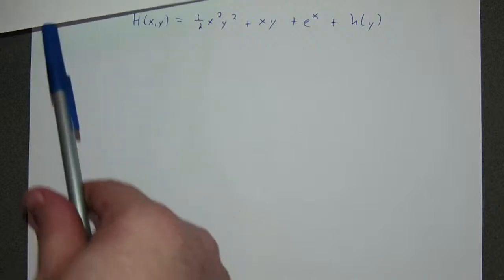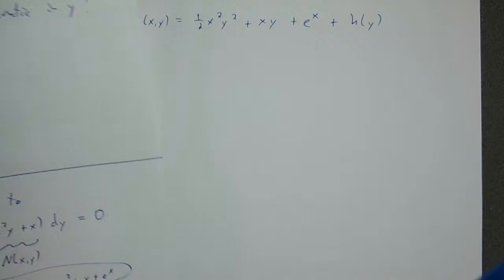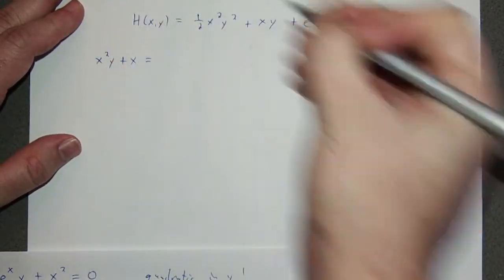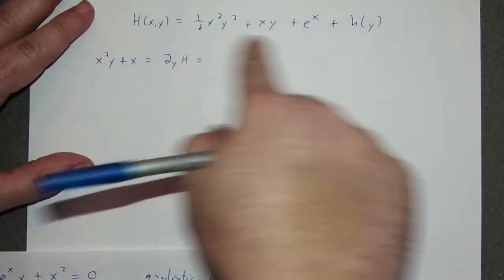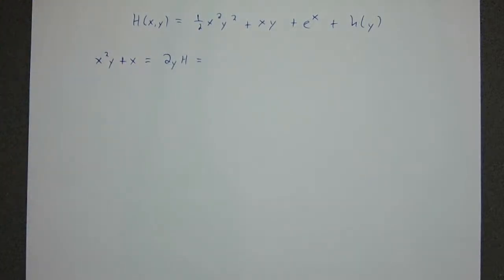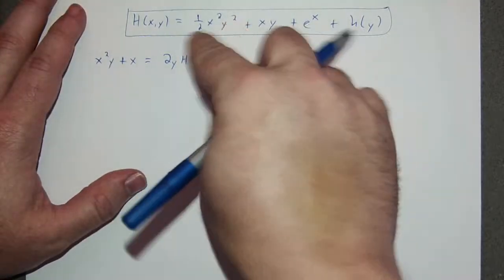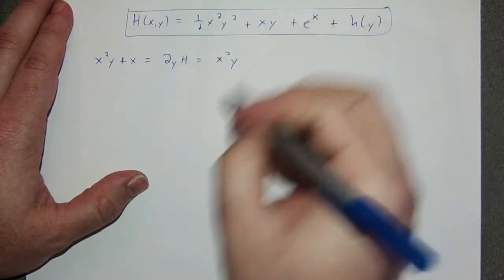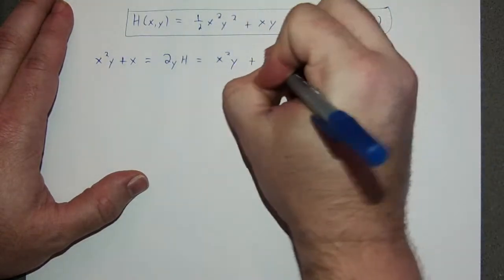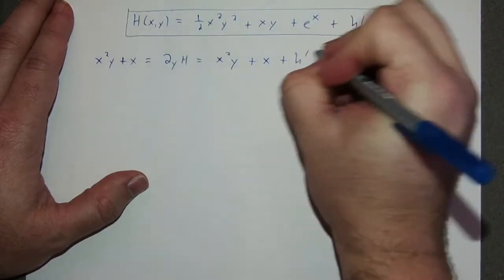Now I want to plug this into the second equation, just like before. So x squared y plus x, that is the y partial of h. But then this is also equal to, now I'm going to take the y partial of this quantity. So taking the y partial, this is x squared y. From taking the y partial of this term, y partial of this term is just x. Y partial of this term is 0. Y partial of this term is h prime y.